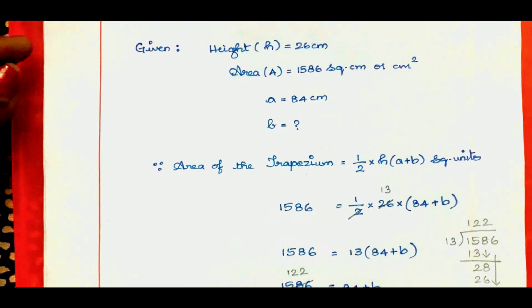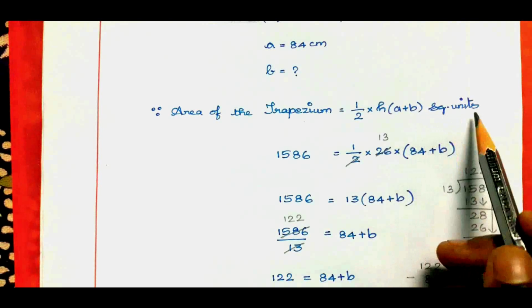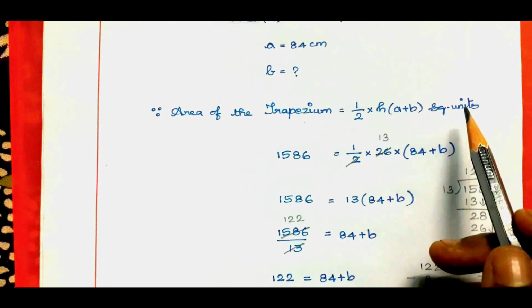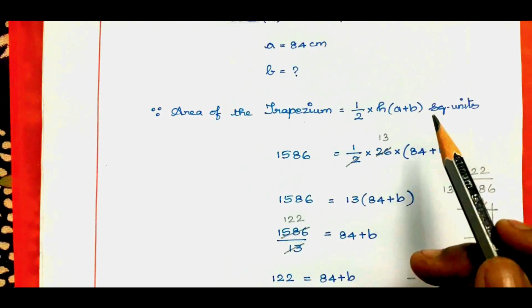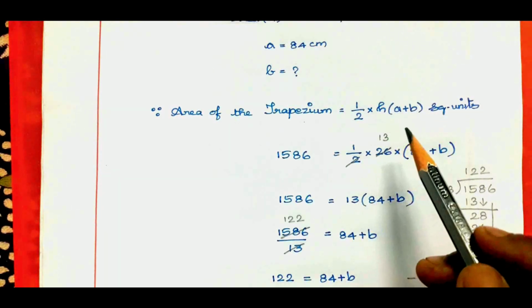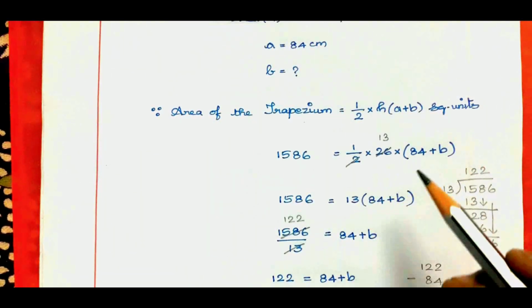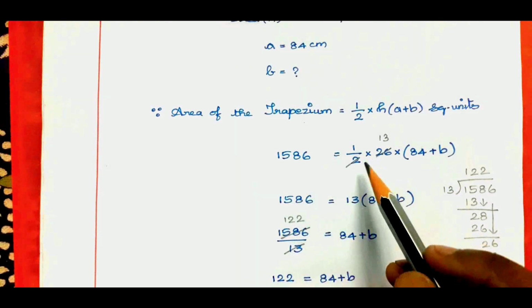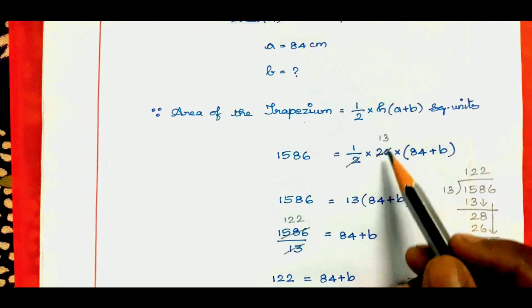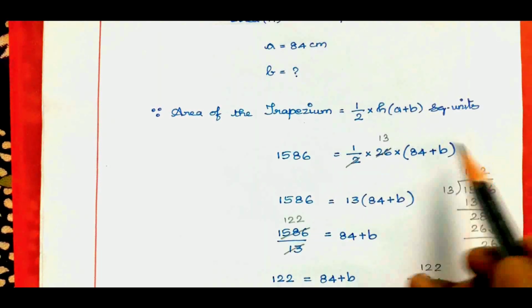Since we know the formula of the area of the trapezium is equal to half into h into A plus B square units, students, we are repeating this formula again and again, so you should be clear with the formula. Area of the trapezium is nothing but half into h into A plus B square units. Now substitute all the values in the respective places. So area we know that it is 1586, and 1 by 2 into h is 26 and A is 84 plus B as it is.